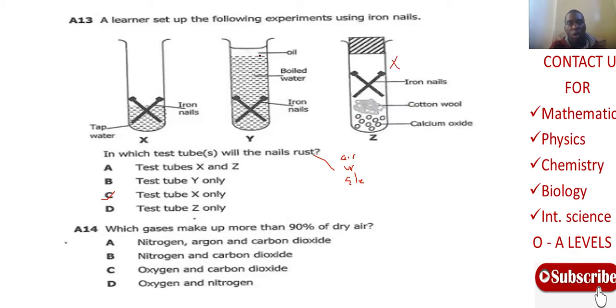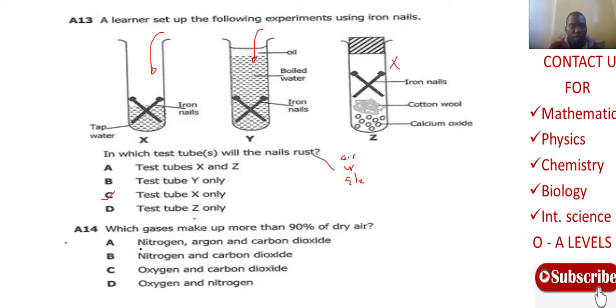Also here, the oil is to prevent the air from reaching the water. So there is no air, meaning rusting cannot happen. But here we have access, air is coming in, and then we've got the tap water. And in the water, it's possible there is an electrolyte. So X is the only one where rusting is expected to take place.